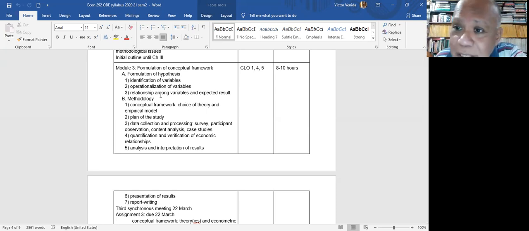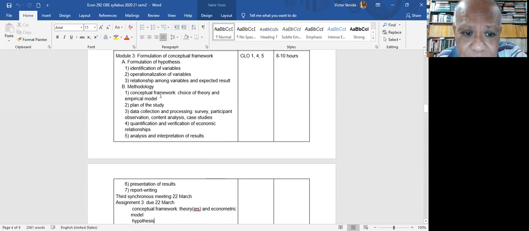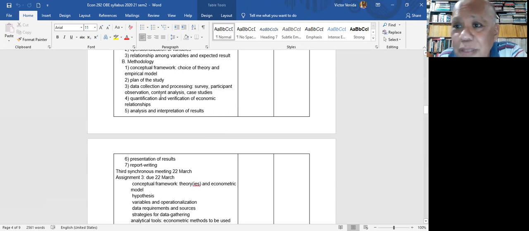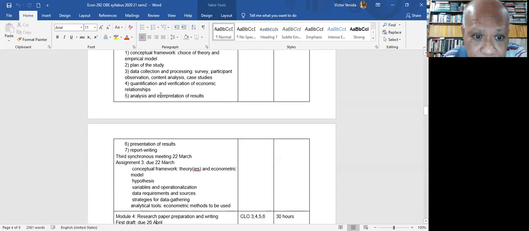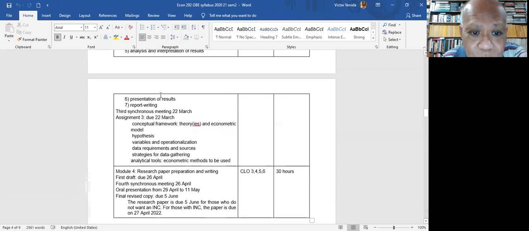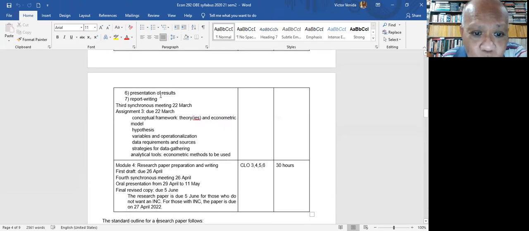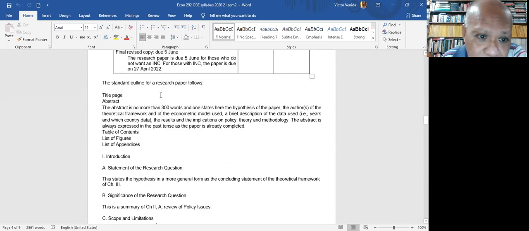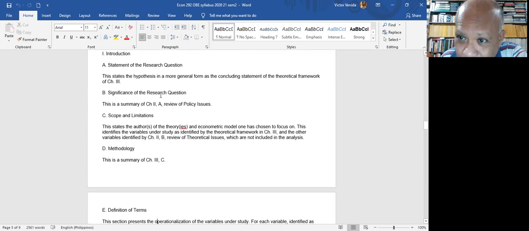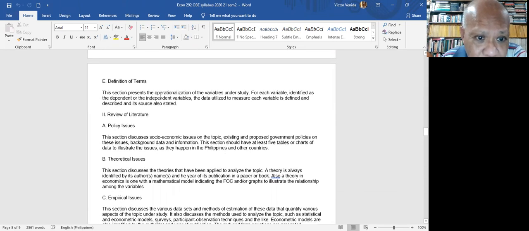And then the analysis and interpretation of results, presentation of results in report writing. We'll be discussing that in greater detail later on. At this stage, you still cannot do this yet because I don't think any of you have done any econometric runs. Okay, so let's go over the expected outcome for your chapter 3, 4, and 5.